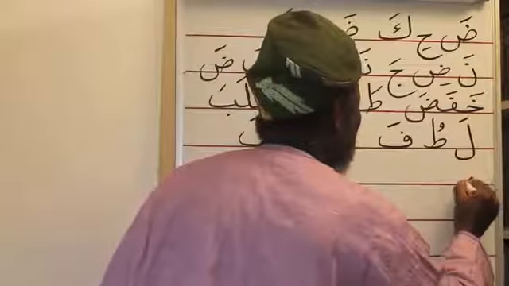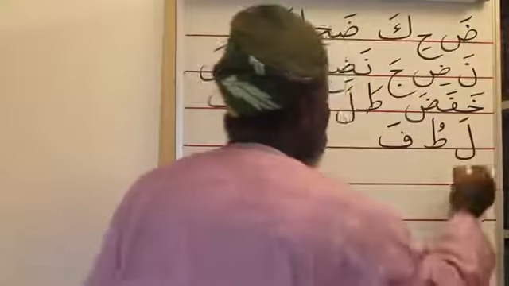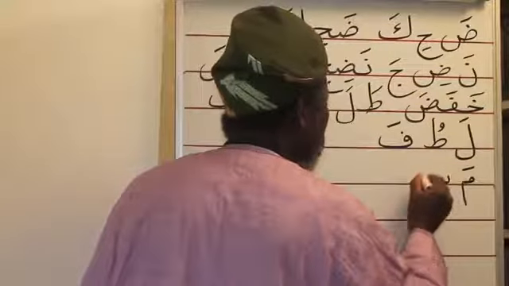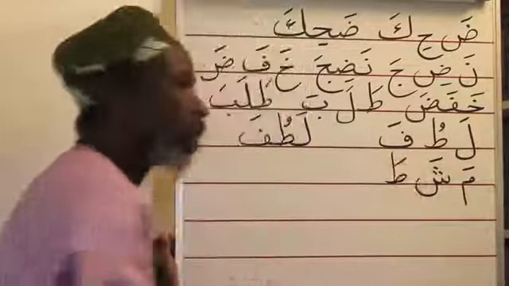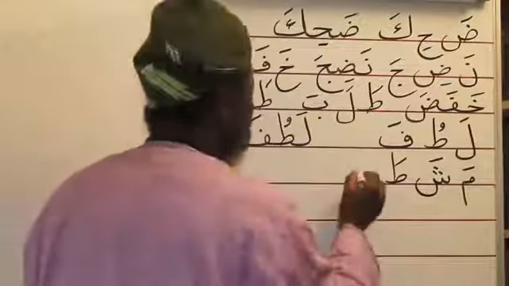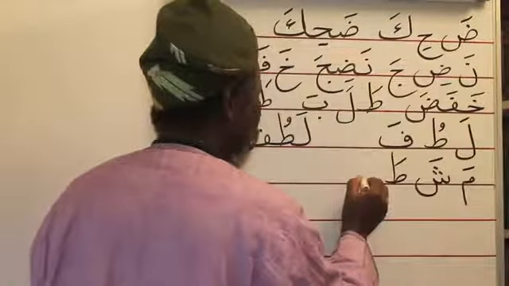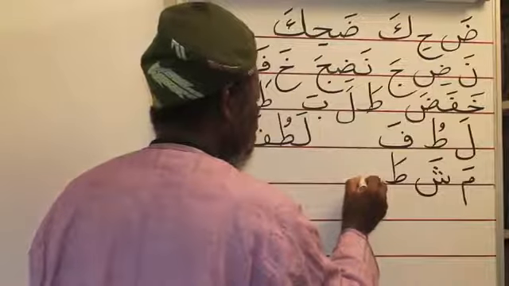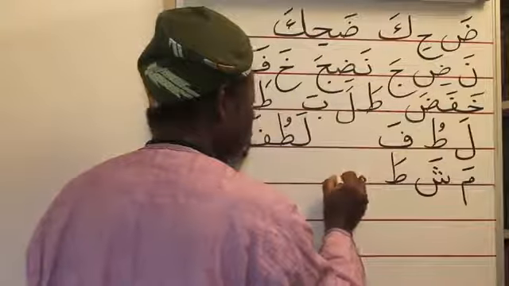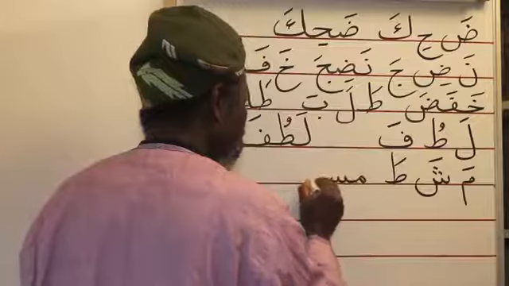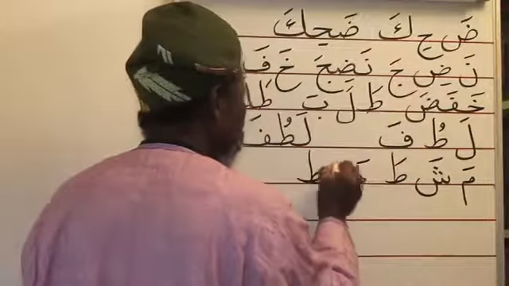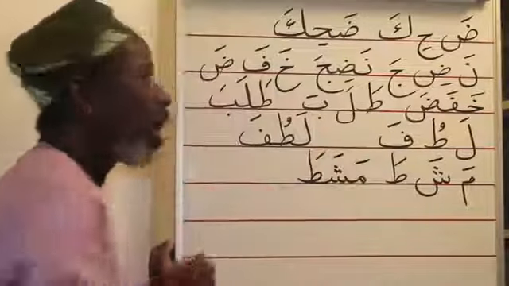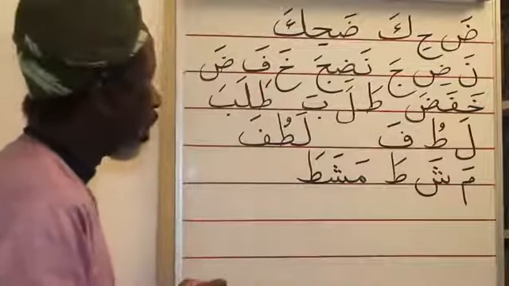To at the end, mashata. Ma, sha, ta. Mashata. Join, go anti-clockwise with your mim in the join format. Ma, sha, ta. Mashata.